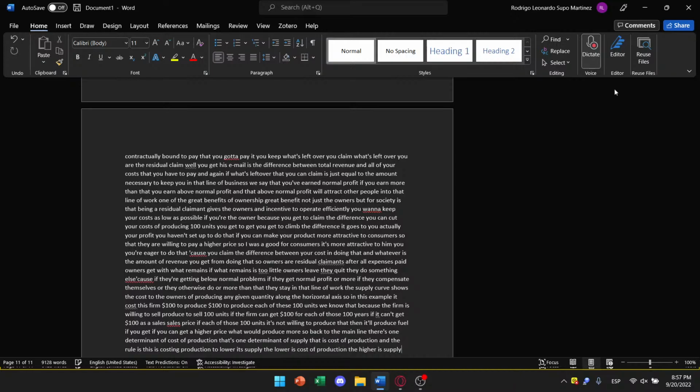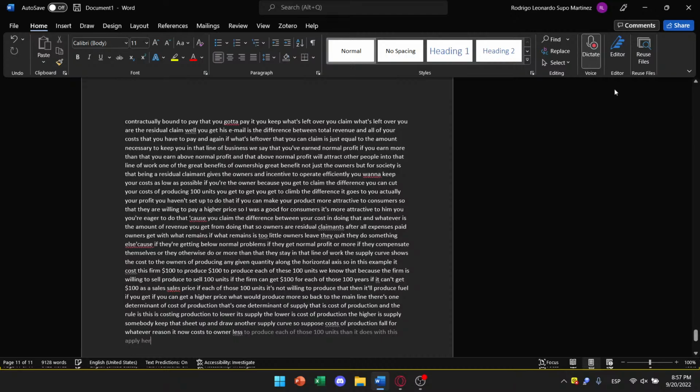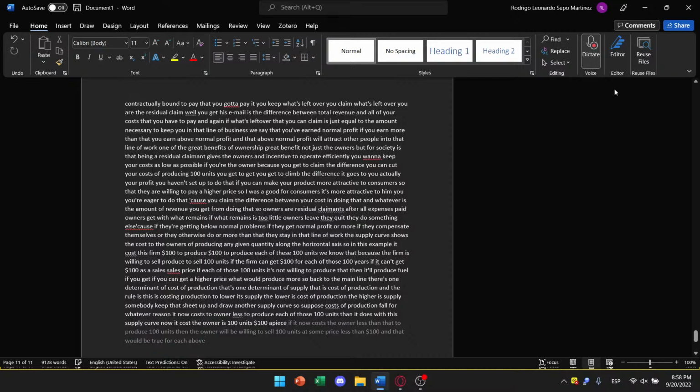Somebody keep that sheet up and draw another supply curve. So suppose cost of production falls, for whatever reason. It now costs the owner less to produce each of those 100 units than it does with this supply curve. Now it costs the owner $100 apiece to produce 100 units. If it now costs the owner less than that to produce 100 units, then the owner will be willing to sell 100 units at some price less than $100. And that would be true for any quantity you choose.